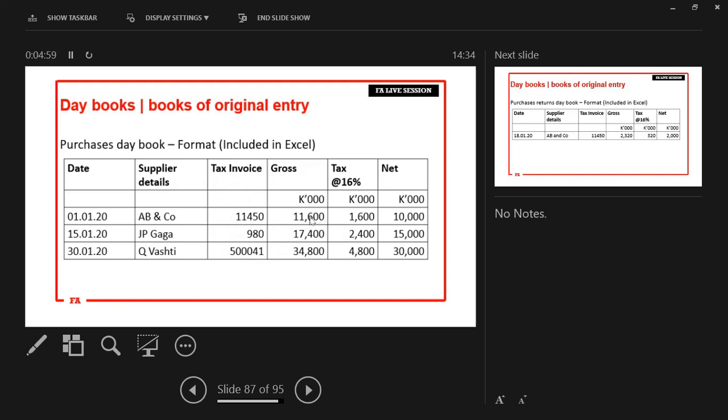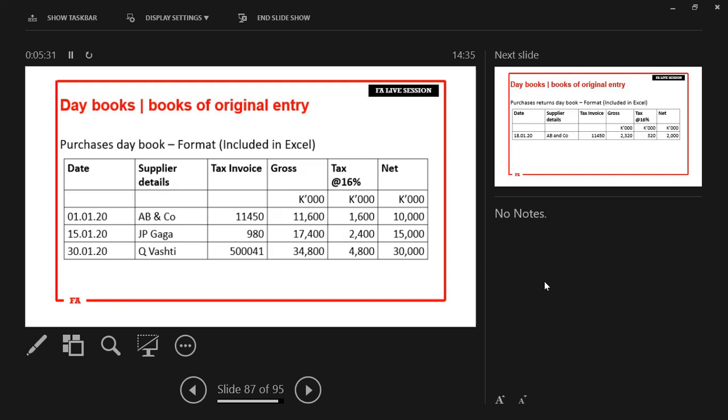And then the gross. When we say gross, we are referring to the amount with tax. It's 11.6. And then the tax is at 16%. When you remove the tax amount from the gross, you'll be getting the net amount, which is how much? 18,000. Are you able to see that? Yes. So it's the same idea that I followed throughout.